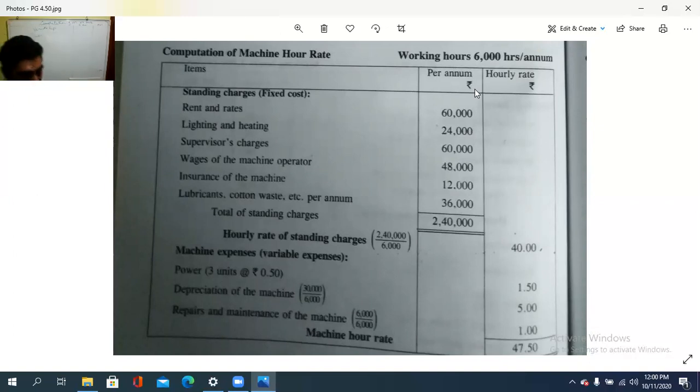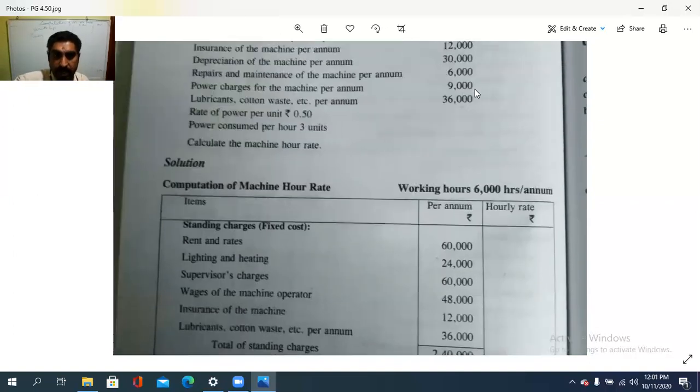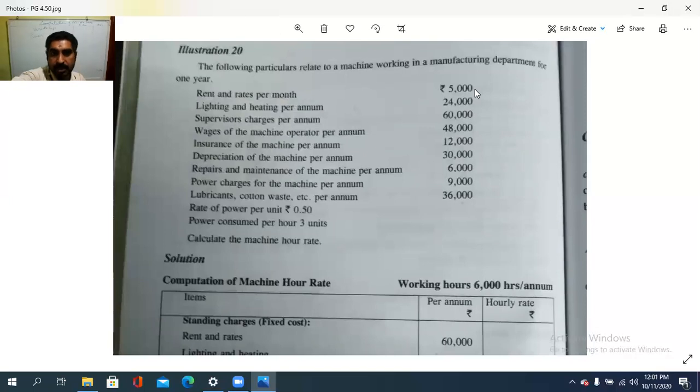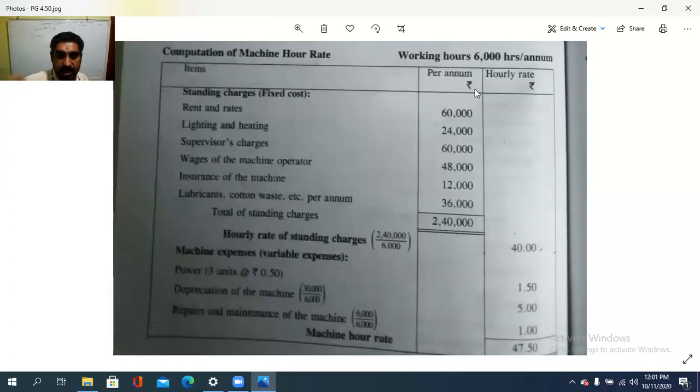Here, rate of power, repairs and maintenance of the machinery is 6,000, it is given. Then power charges for the machine per annum is 9,000. Then rate of power 0.5 and the power consumed is how much? 3 units. So 3 units at the rate of 0.50 is 1.5.